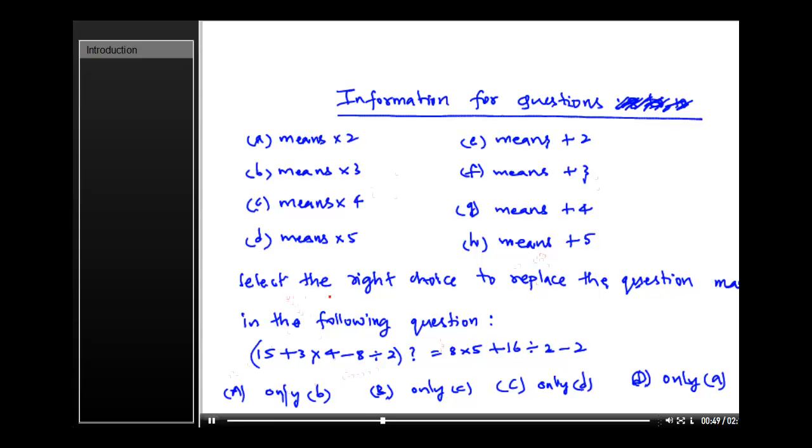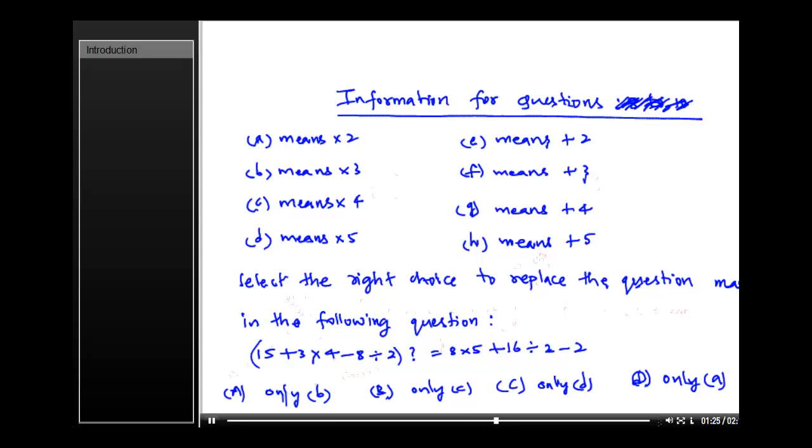The question is, select the right choice to replace the question mark in the following question. Let us begin with the solution. This is the equation given in the question. This implies we'll apply the BODMAS to simplify this equation. 15 plus, here first of all we have to do division, then multiplication. Division goes to 8 divided by 2, it will be 4. 3 4s is 12. Therefore here 12 minus 8 divided by 2 is 4.